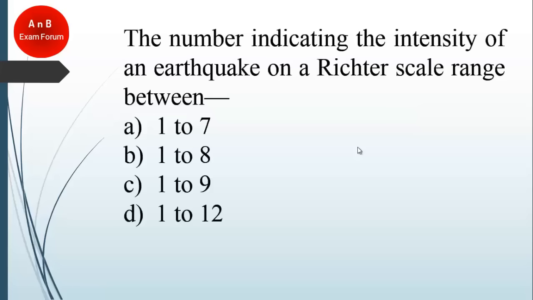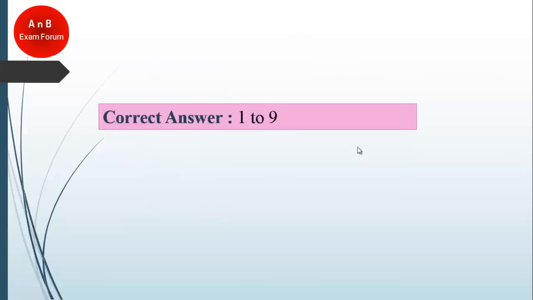Coming to the next question, the number indicating the intensity of earthquake on Richter scale ranges between 1 to 7, 1 to 8, 1 to 9 and 1 to 12. This Richter scale is used for measuring the intensity of earthquake, so he wants to ask the intensity range. What is the range of that Richter scale? Yes, student, anybody? Yes, the correct answer is 1 to 9, right?